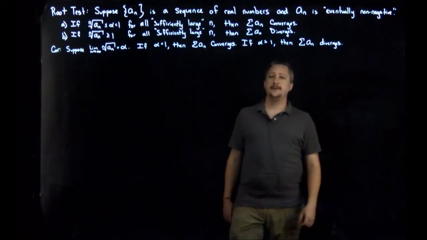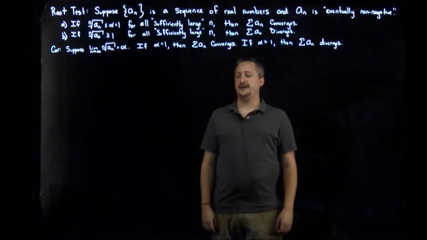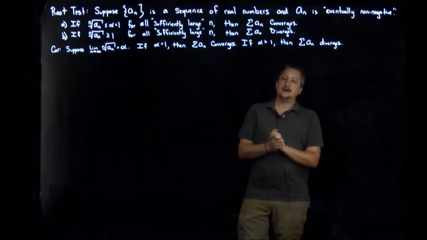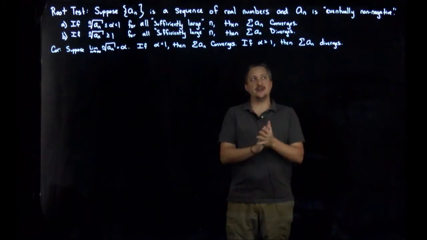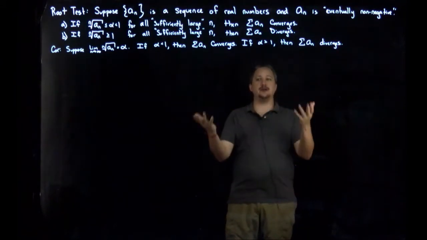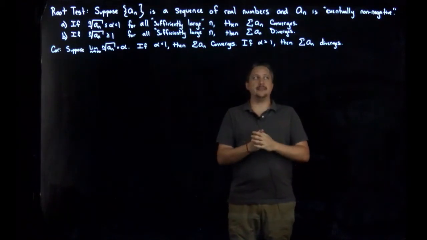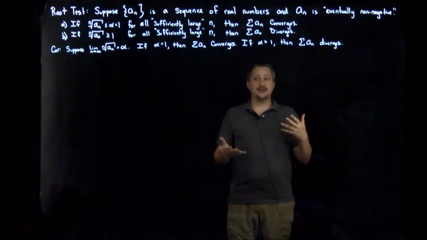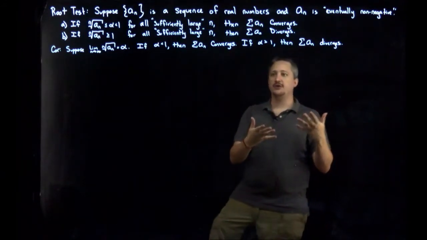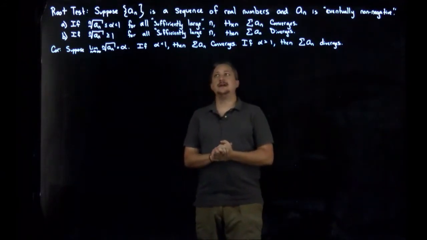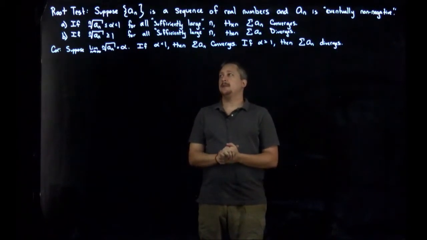Hello. So, in this video, we're going to be doing the root test. So, root test as follows. Suppose an is a sequence of real numbers and an is eventually non-negative, right? So again, we've done that in a previous video. That means that there's some capital N, so that if little n is past capital N, then all the ANs are indeed non-negative. And this is important if we're going to be talking about progressive roots.